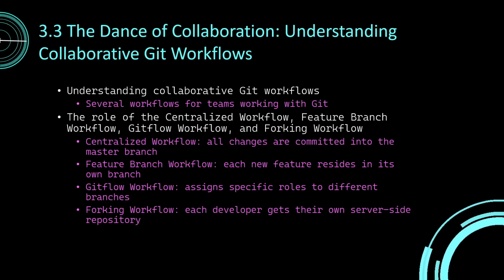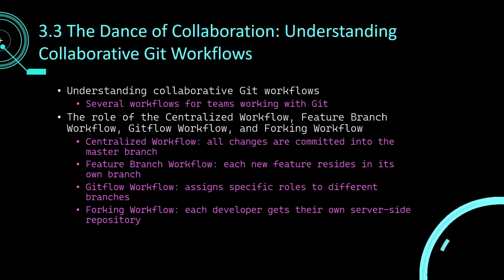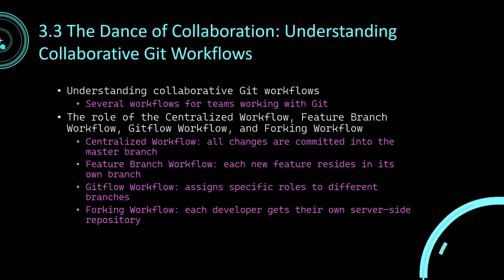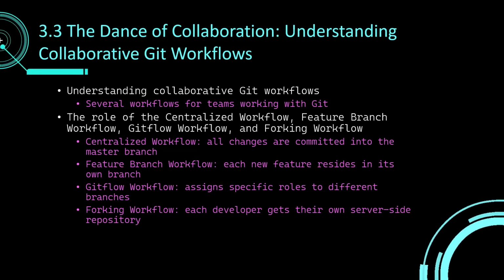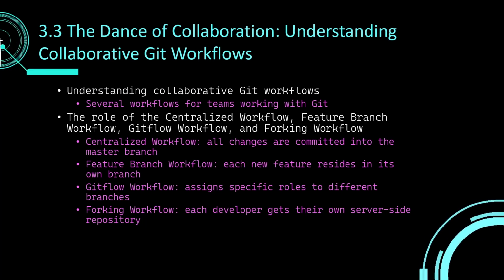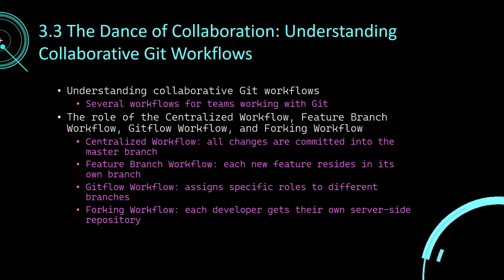The forking workflow, though, is perhaps most familiar to developers who use platforms like GitHub or GitLab. In this model, each developer gets their own server-side repository, fostering an extremely flexible environment. The changes are made in this personal copy, and then a pull request is created to merge these changes into the main repository. So this model encourages open source contributions. It fosters a more collaborative coding environment, and anyone can come in, make changes, and then offer their changes back with a pull request.